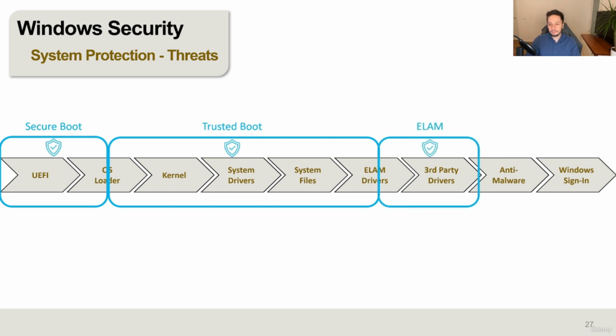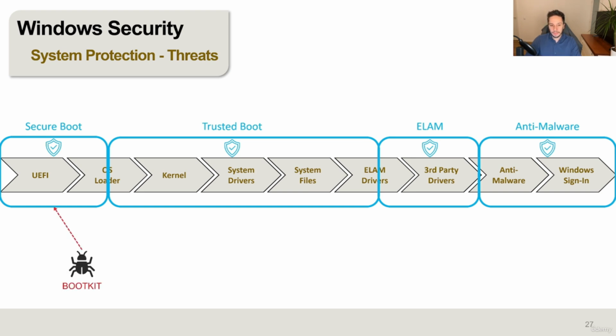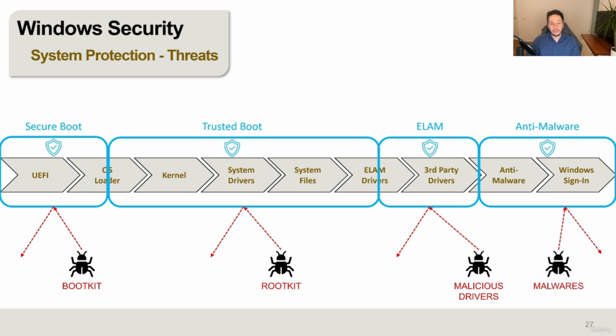So that's Secure Boot. Then we were able to secure third-party drivers with the early launch anti-malware feature, which, as I said, can be implemented differently with different antivirus solutions. With Windows Defender, for example, we can configure it with group policy objects and just enforce it. And then we were able to actually protect ourselves against malware, specifically in the anti-malware and Windows sign-in phases or components. Here we can use Windows Defender or any other solution, CrowdStrike, Trend Micro, and solutions like that. So we were able to protect ourselves from those bootkits, from those rootkits, from malicious drivers, and from malware.